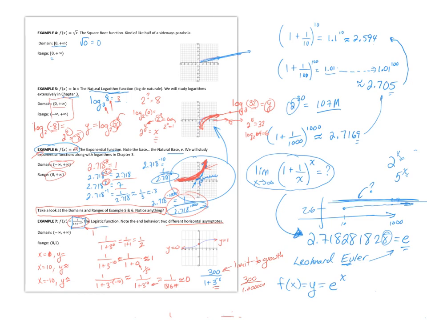So it's never going to get above 300. But then again, on the other side, when you put in large negative values and take their opposites, you're going to have 1 plus 3 to a giant power.